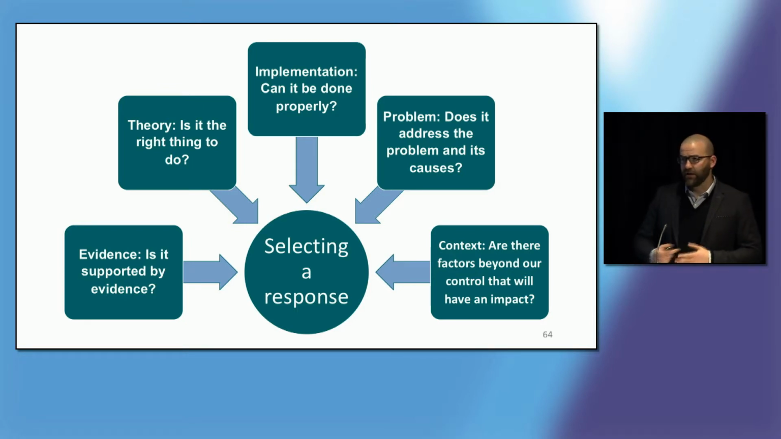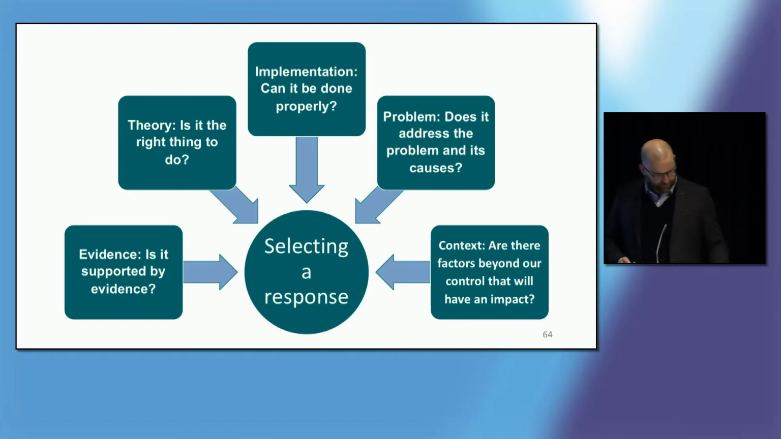And are there particular things, or barriers, that you might come up against? Does it address the problem and its causes? And are there other things that might influence the effectiveness of your response? Are there other things going on that you might need to consider in terms of whether CCTV, lighting, CPTED, whatever it is that you're doing, might work? So it's really important to think broadly.